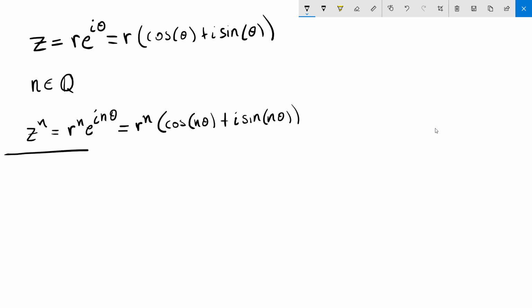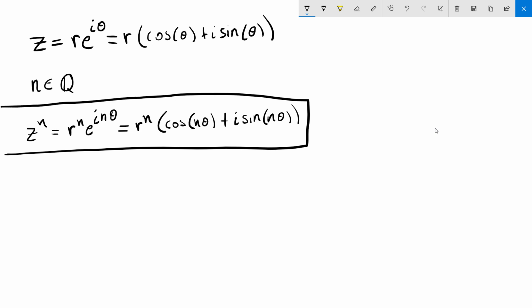So we've got a formula that depends on n. For n belonging to the positive integers, or I'll just say natural numbers, we can prove this by induction. For our base case, we have n equals 1. Clearly this is just Euler's theorem. So for n equals 1, we have z equals r times cosine of theta plus i sine of theta.